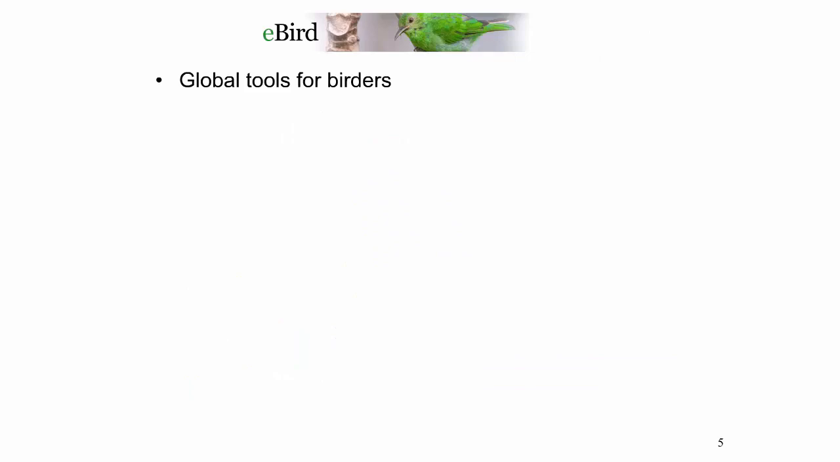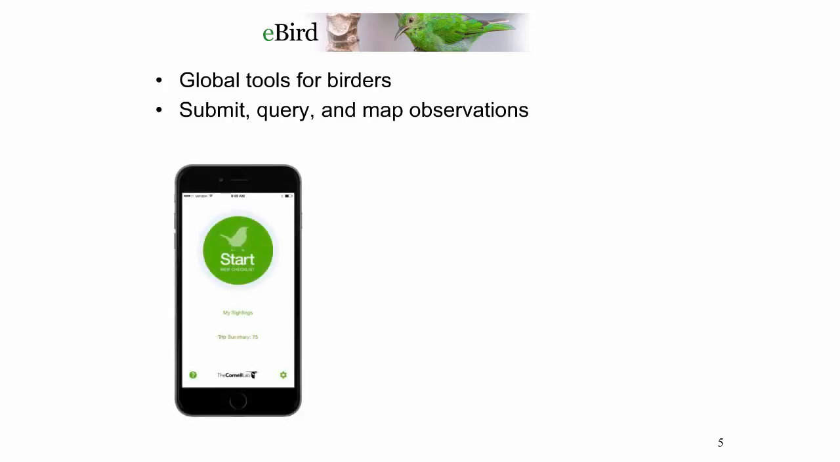eBird facilitates crowdsourced data collection for science and education in the eBird database. The user can submit data either through a website or a mobile app, query the data, and visualize database data in interactive maps, graphs, and bar charts. The figure shows the start page of the eBird mobile app.